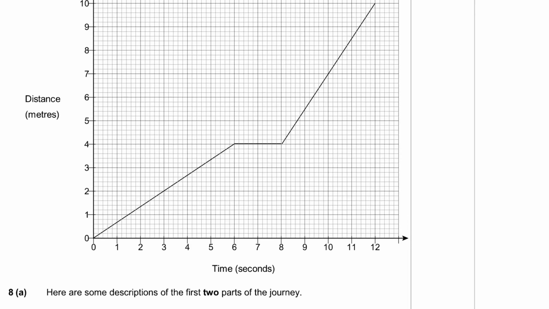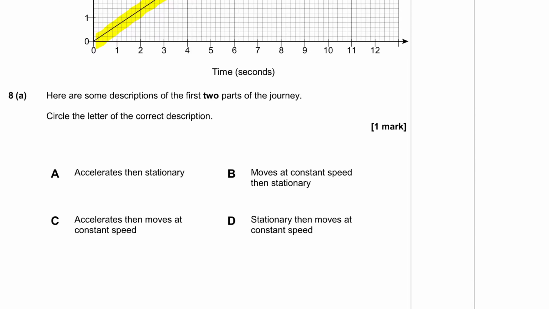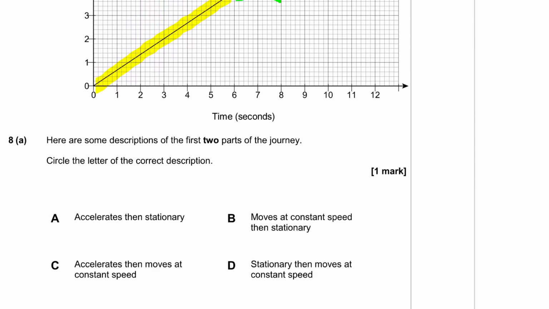This first part here is a straight line, and it is increasing as time increases, so it's sloping upwards. So that indicates that the toy is moving at a constant speed. And then the next part, the distance isn't changing for a period of time, so that would indicate that the toy train is at rest. So which one of the descriptions most accurately displays that? It must be B, moves at a constant speed and then is stationary.